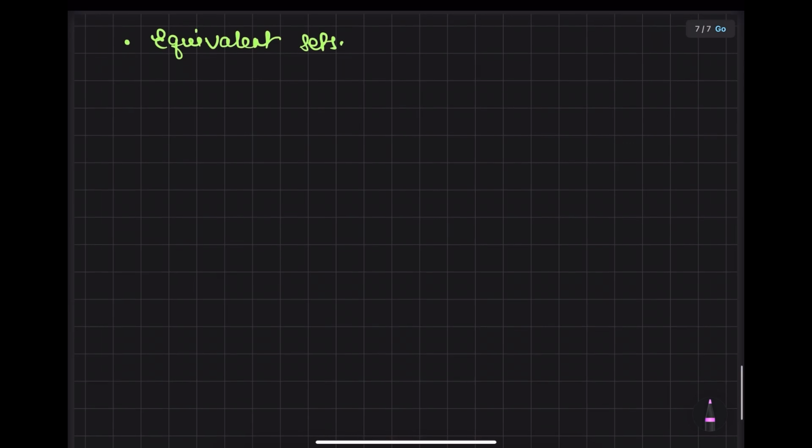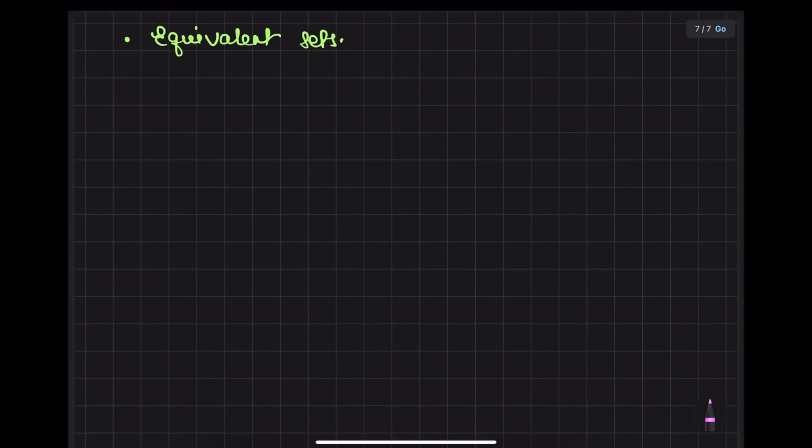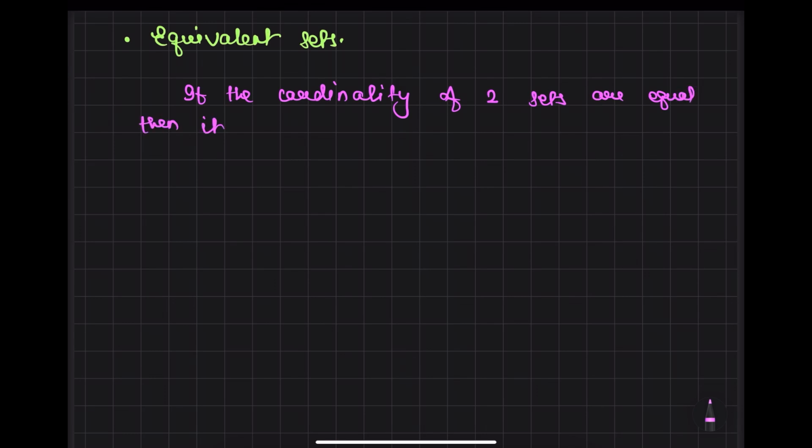Now try to understand what is equivalent set. You will feel that both things are same, equal and equivalent, but it is not true. First, try to understand what is equivalent set. If the cardinality of two sets are equal, then it is equivalent.